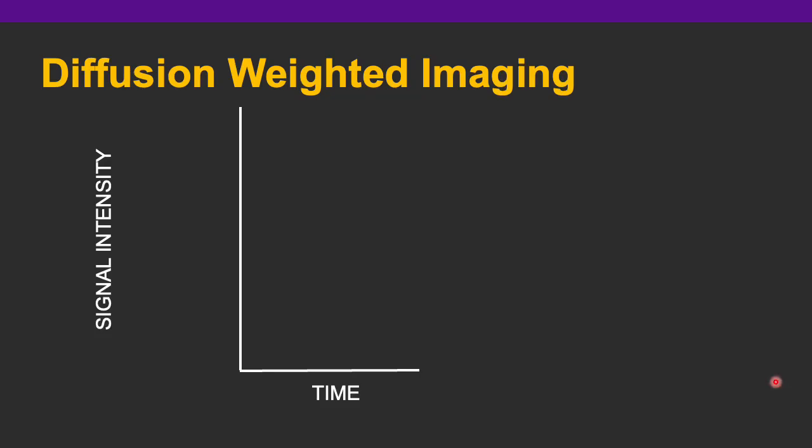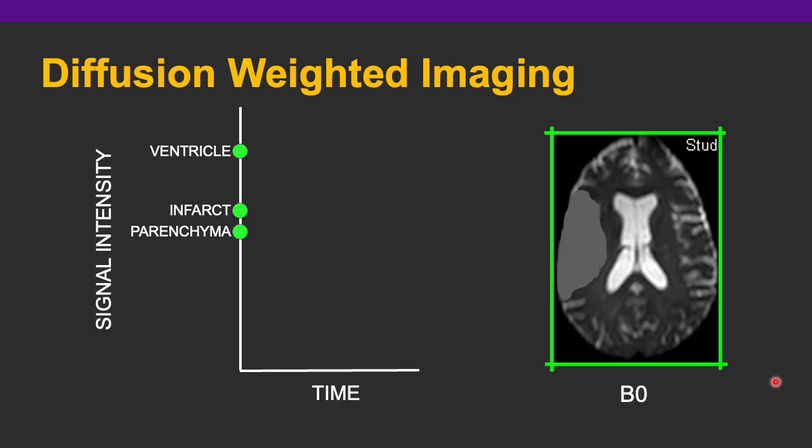I'd like to take a moment to explain diffusion-weighted imaging. Diffusion-weighted imaging is a measure of how freely protons can move in the environment in which they live. The example I will use is a right MCA territory infarct. The initial image that we acquire is a T2-weighted image. It's called the B0 image.